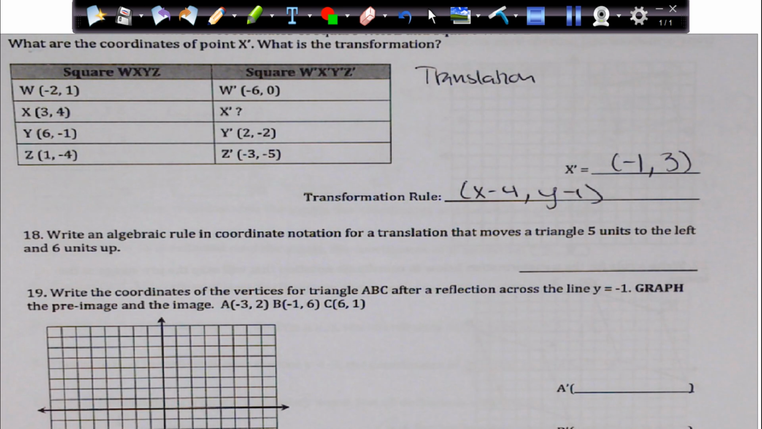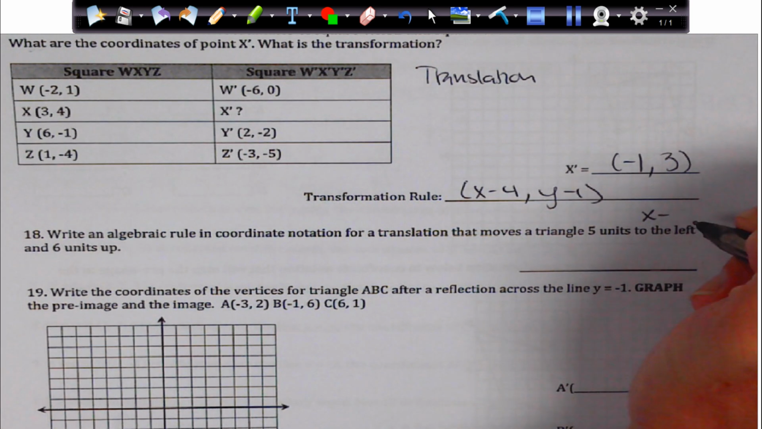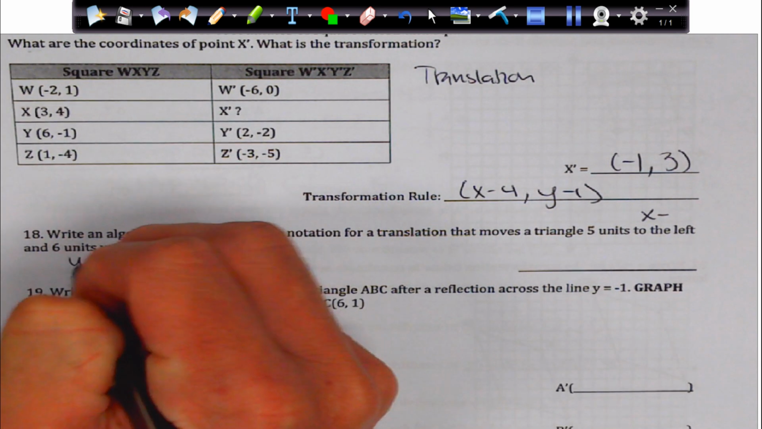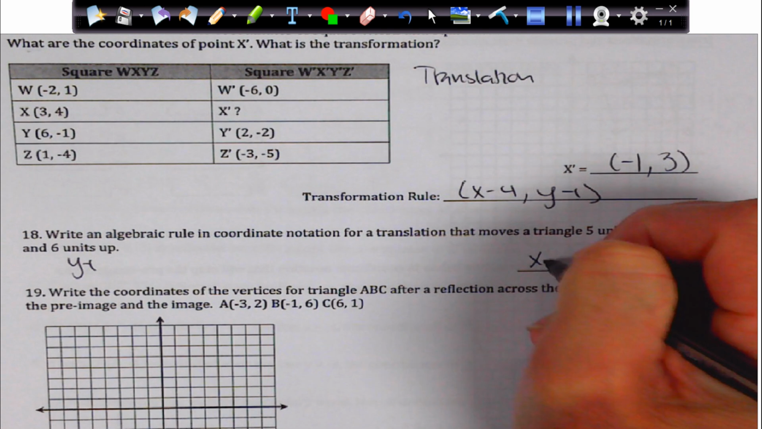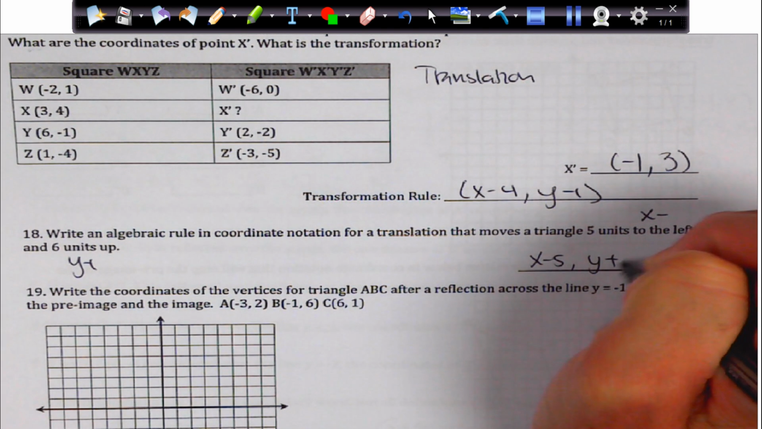Write an algebraic rule and coordinate notation for a translation that moves a triangle 5 units to the left. Left is going to be x minus, and up, y plus. So this is going to be x minus 5 and y plus 6.